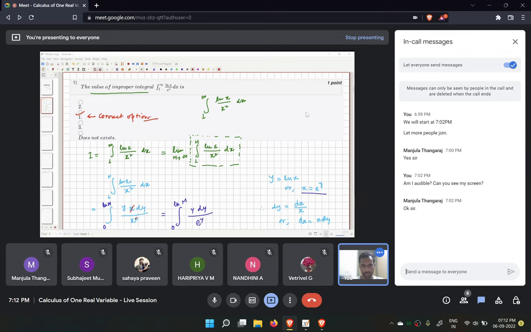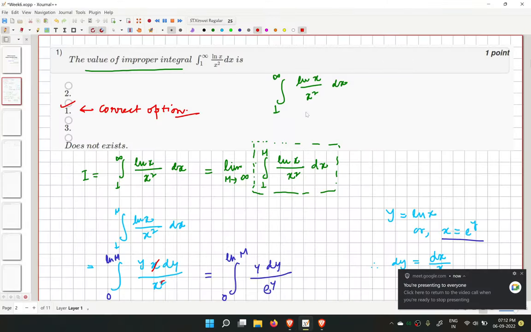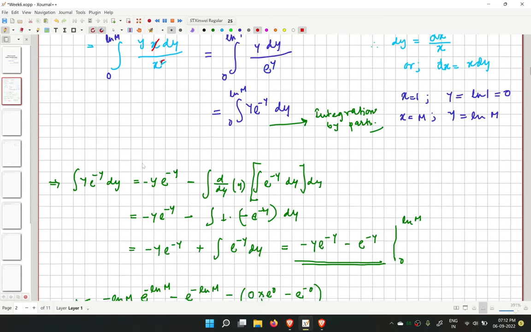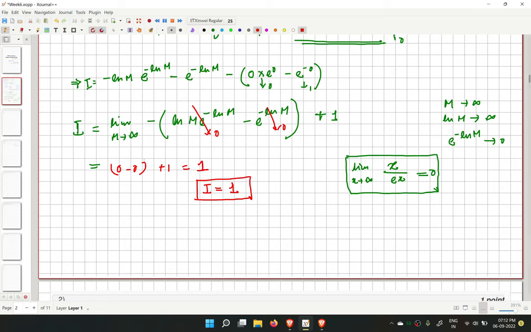Okay, so I don't think there are any questions, so let us see the second problem of today. So this was the answer for problem 1.